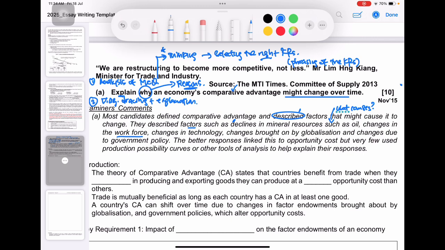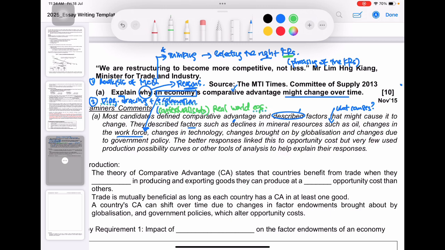So one thing that we want to see is, for this particular economy, what causes the change in the workforce. So actually over here it requires contextualization. So when you are selecting your KR, please make sure that you have examples or real world examples to support your explanation.